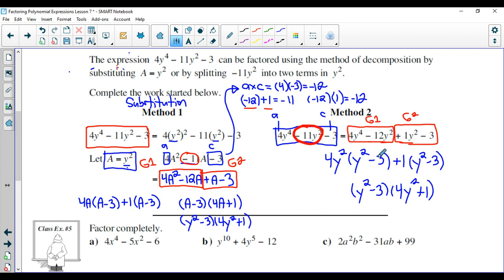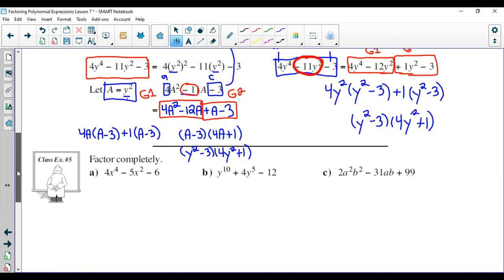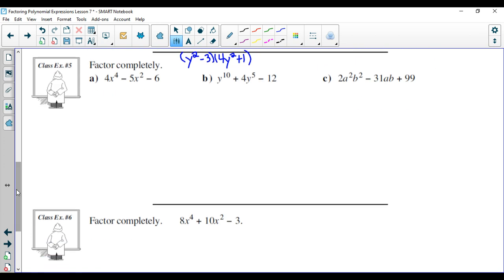Okay, you can see right here, this is much faster. So rather than doing this substitution, you can immediately just start doing the decomposition by breaking the middle term down. And then when you factor by grouping, you're just going to have to pull more out of each group, but it still works out at the end of the day. Okay, so let's apply this method to examples 5 and example 6.